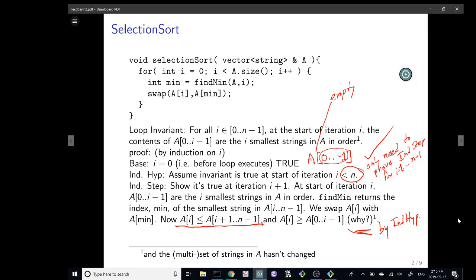And that's why we needed a strong inductive hypothesis. We needed more than just that A0 through AI minus 1 was sorted. We needed that it was sorted and small. We needed both. Any questions about this? All right, great. So we're done with selection sort.